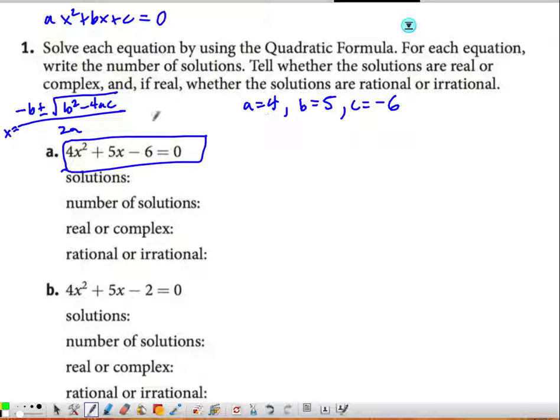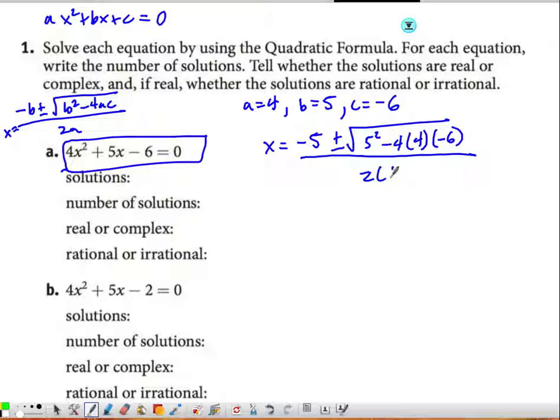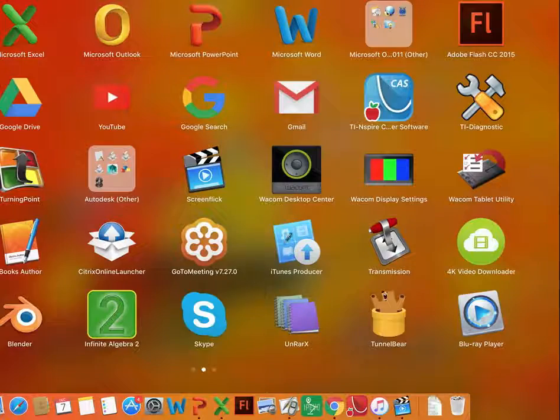So now all we have to do is simply plug this into the quadratic formula. So we have x is equal to -b, well that's -5, plus or minus the square root of b squared, well that's 5 squared, minus 4 times a, which is 4, times c, which is -6, all over 2 times a, which is 4. Now what we need to do is just simplify everything. And so x is equal to -5, and I want to go ahead and simplify everything underneath the square root. So we can use a calculator for this.